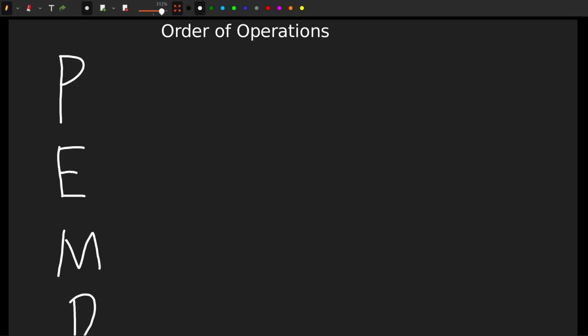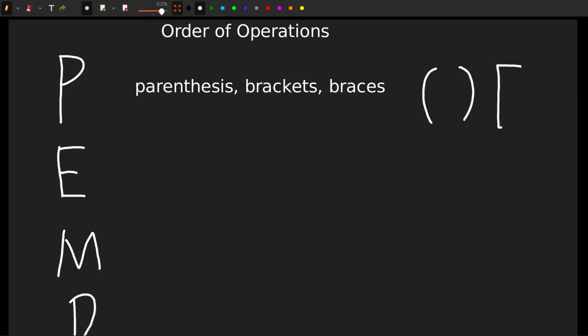And so the P stands for parentheses, brackets, or braces. And these basically are any grouping symbols. So for example, parentheses, or braces, or brackets, which look kind of like this. And they tend to group terms together. We'll see that in an example in a moment.